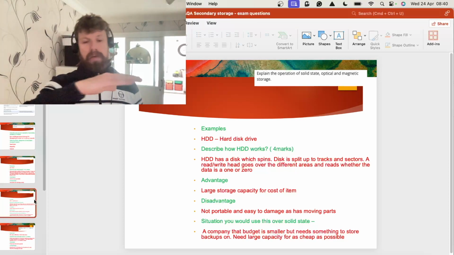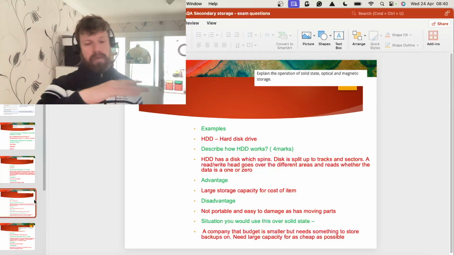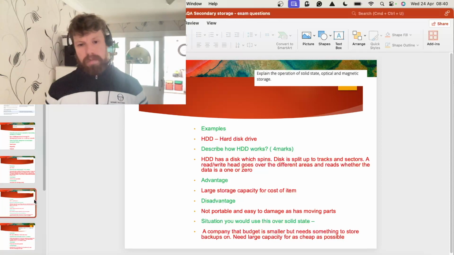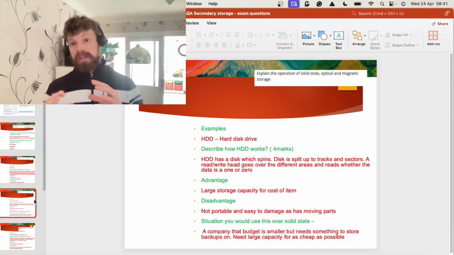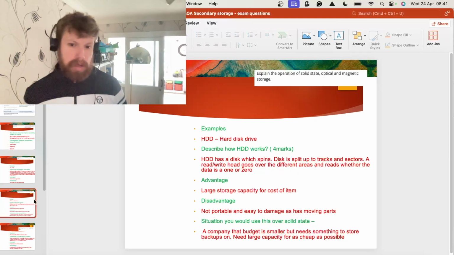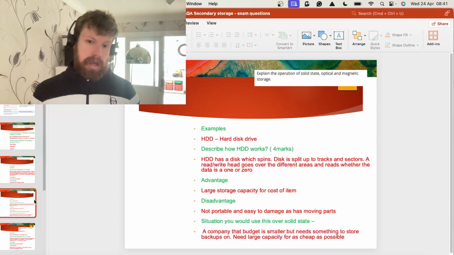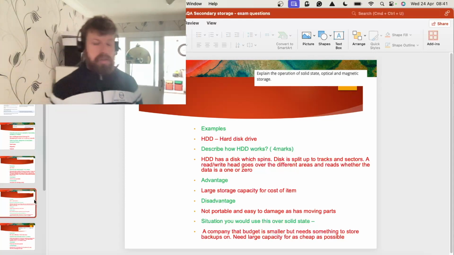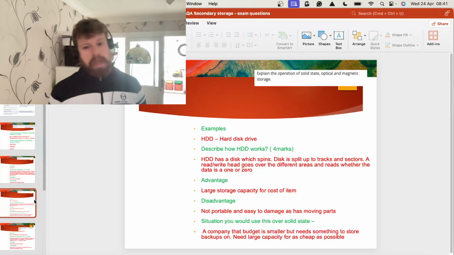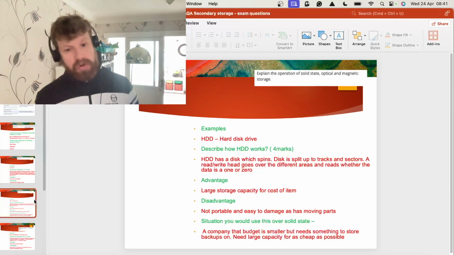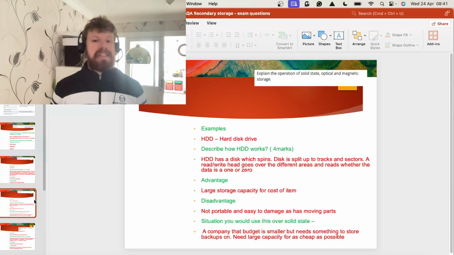Okay, so it's looking over those tracks and sectors and trying to work out whether it's a 1 or a 0. Again, there's plenty of advantages, but we're just going to get 1 or 2 of them because we want to give ourselves as little as possible to remember. Advantage: large storage capacity for cost of the item. So it's very cheap and you get a lot of storage. The disadvantage is it's not portable and it's easy to damage as it has moving parts.